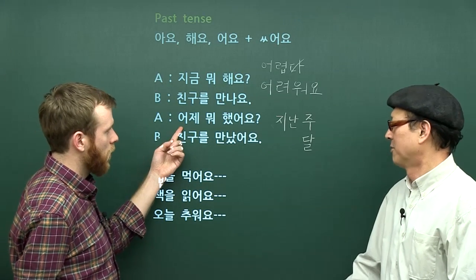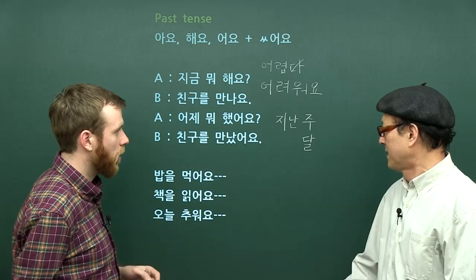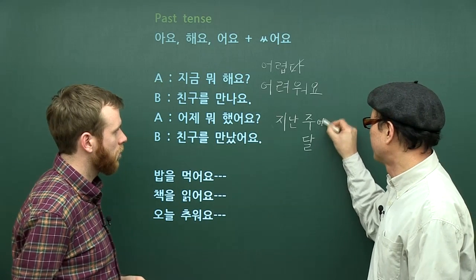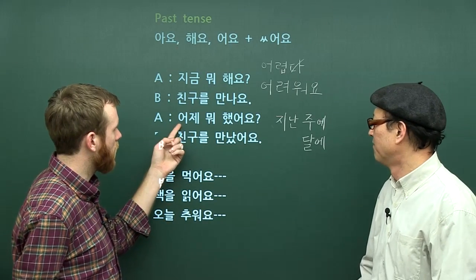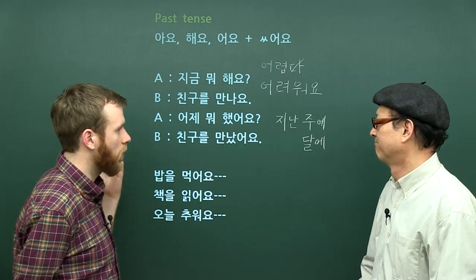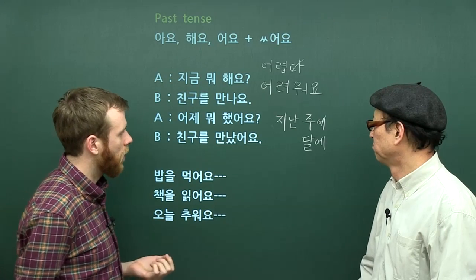Same question. Do I use a time marker? 여기 에 있어요. 지난달에. So instead of 어제, 지난달에 뭐 했어요? What did you do last month? Okay. Let's keep going.